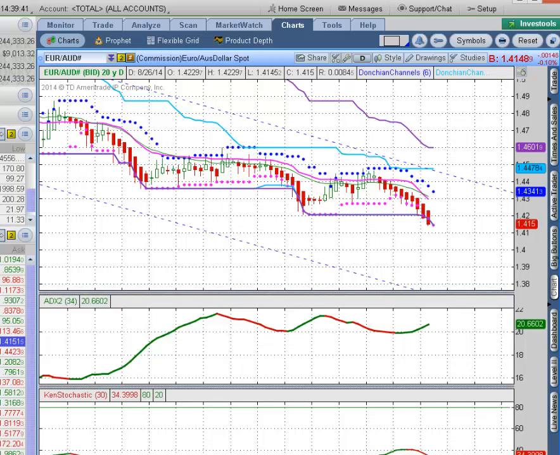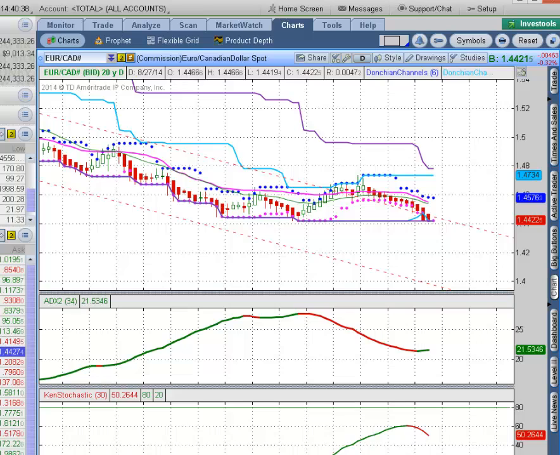The first is the Euro Aussie Dollar. Price has been in a long-term downtrend channel and recently broke through the bottom of the Donchian Channels. This would be a bearish trade. Here's the Euro Canadian Dollar. Price had been in a long-term downtrend channel and has just pulled back into that downtrend channel. This would be a bearish trade.